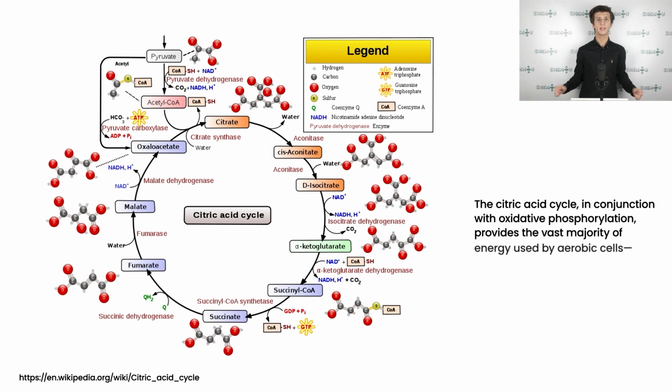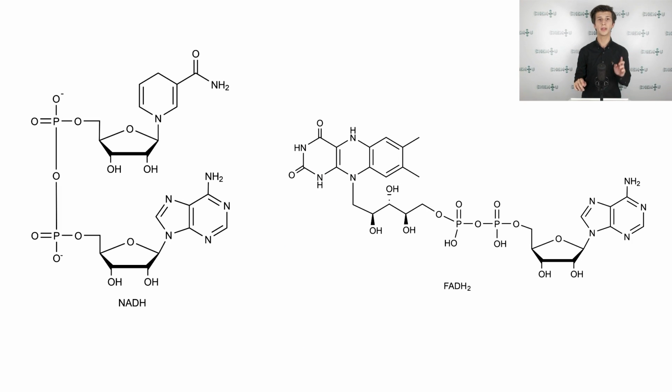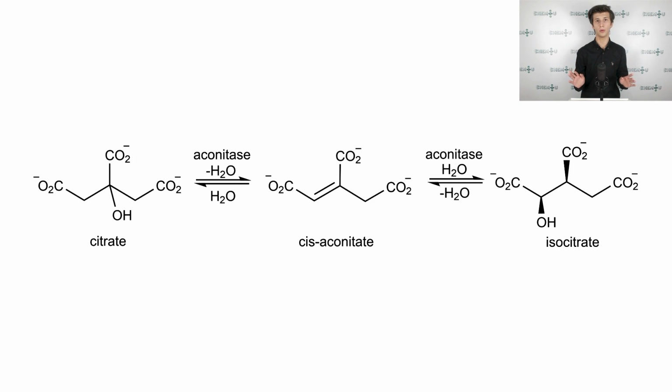The citric acid cycle, in conjunction with oxidative phosphorylation, provides the vast majority of energy used by aerobic cells, in human beings greater than 95%. It is highly efficient because a limited number of molecules can generate large amounts of NADH and FADH2. As usual, we are interested not in the whole cycle, but in one specific reaction, namely the conversion of citrate into isocitrate, mediated by enzyme aconitase.